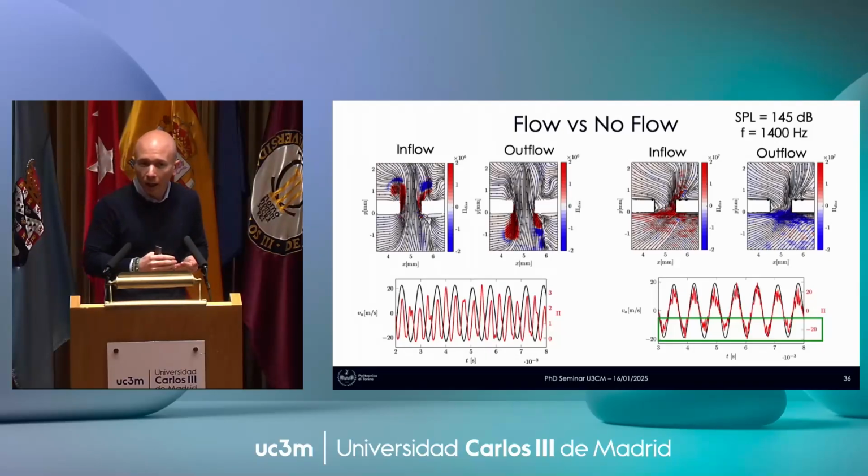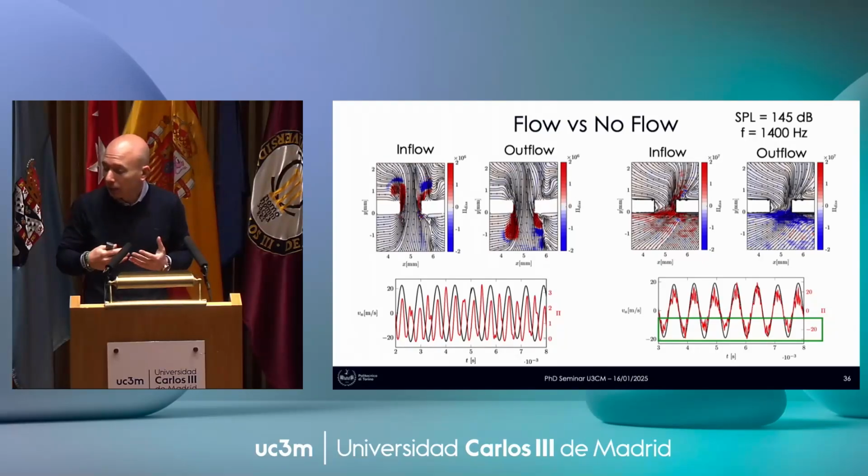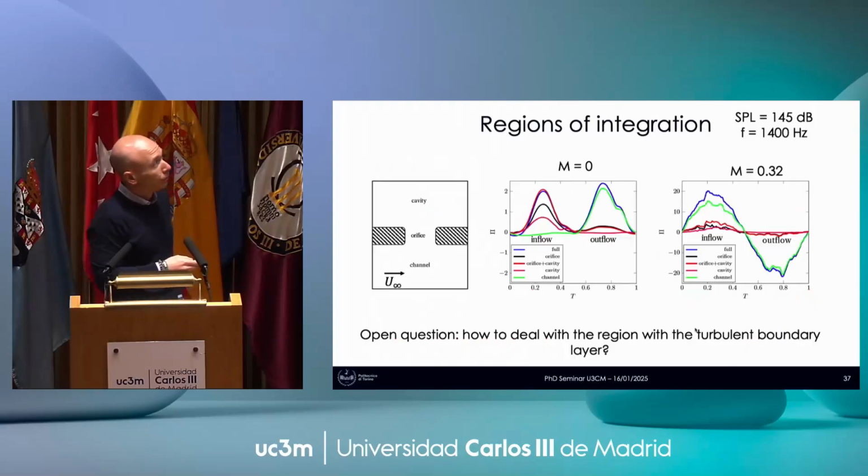So this is the reason why my liner works less. This is the reason why I dissipate less energy. This is the reason why we see that the liner is performing a bit less well than what we see in the absence of the flow.